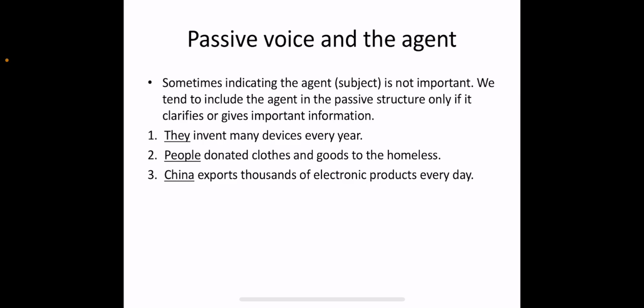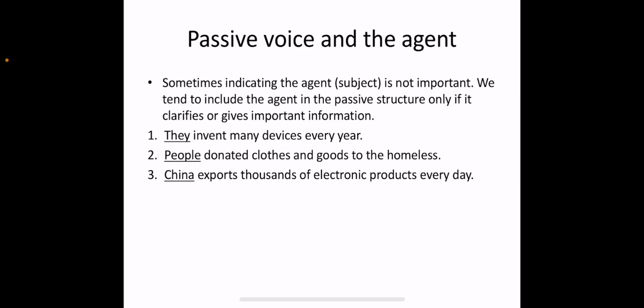I have 3 examples here. The 3 examples are in active voice. And I want you to think for a second which one would be the passive voice equivalent. I mean, try to convert those sentences into passive voice. Careful with the tense. The first one is present, the second one is past, and the third one is present again. So when you convert into passive voice, you need to use verb to be appropriately in present or past or in any other tense.